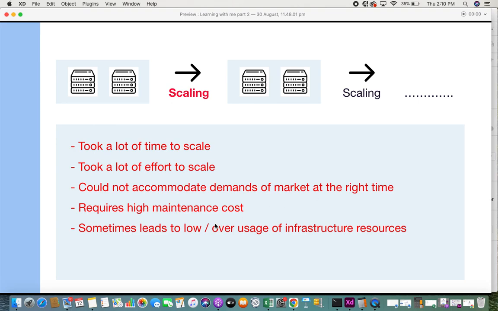The next point is that it required high maintenance cost. We all know, if you came across on-premise servers and server rooms in your organizations, colleges, universities, it does need a lot of maintenance also. Regular maintenance, and a lot of things are involved. So there's a maintenance cost that is attached to this, and sometimes it leads to low usage or overuse of infrastructure resources.